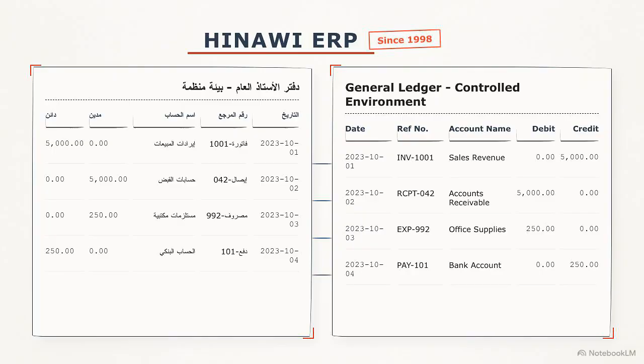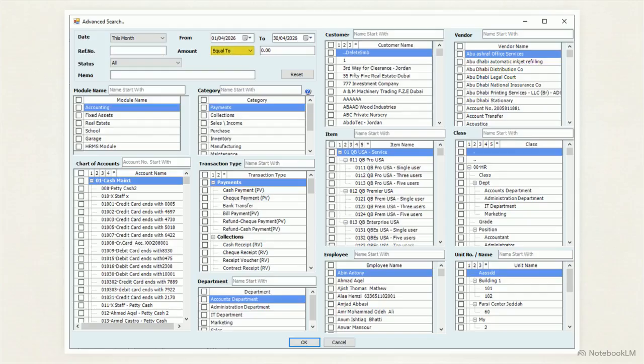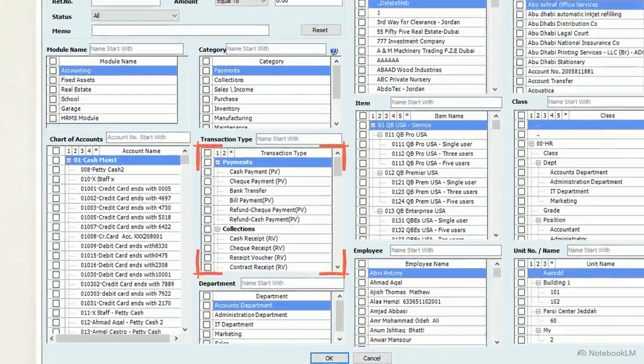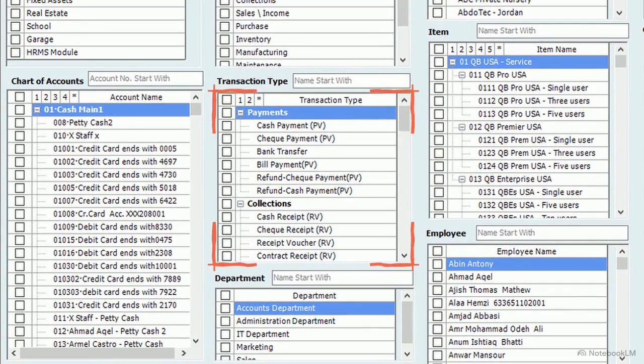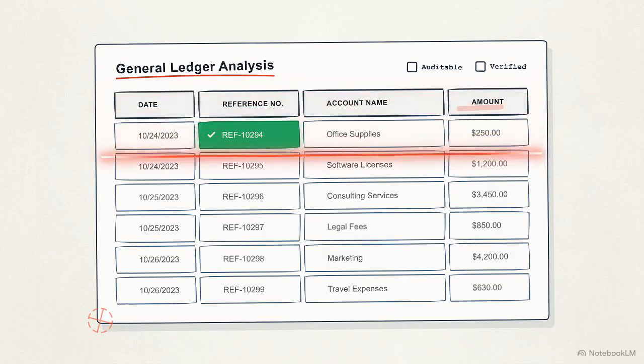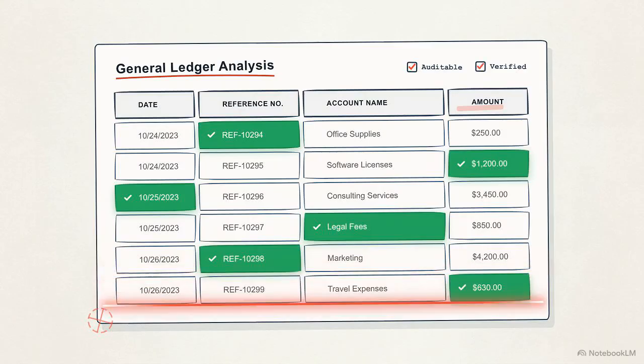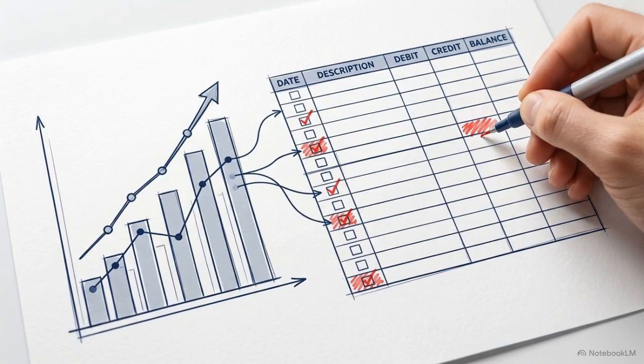Arabic and English. This is the advanced search window. It is designed for precise data extraction, allowing you to combine multiple filters to isolate one specific transaction out of a dataset containing thousands. Mastering these queries ensures that every transaction remains visible and auditable. By utilizing these filters, you can identify ledger discrepancies before they compromise the integrity of your financial reporting.